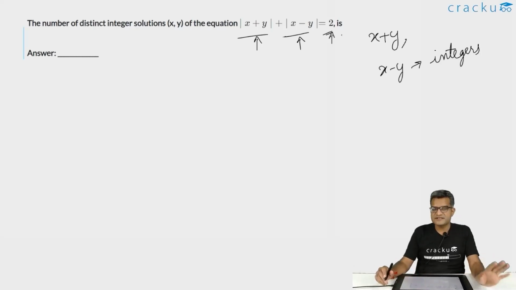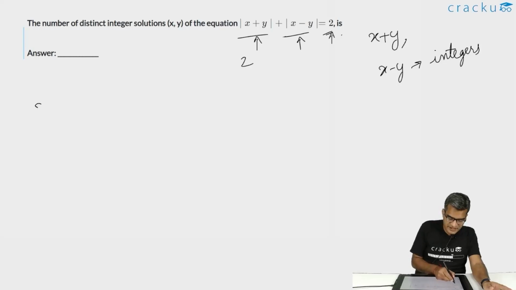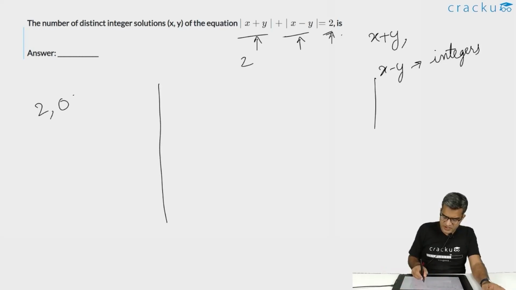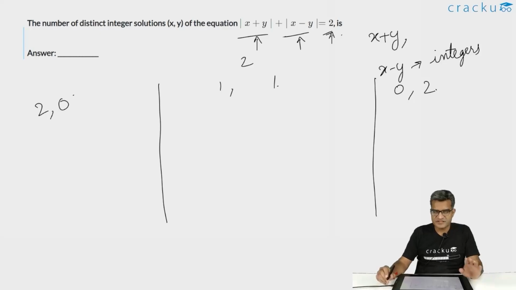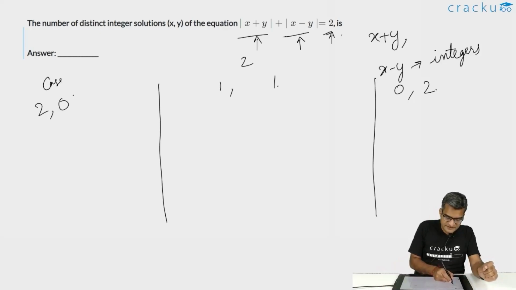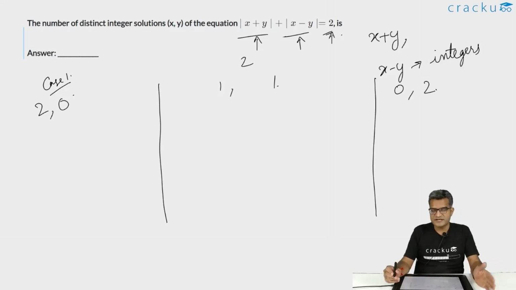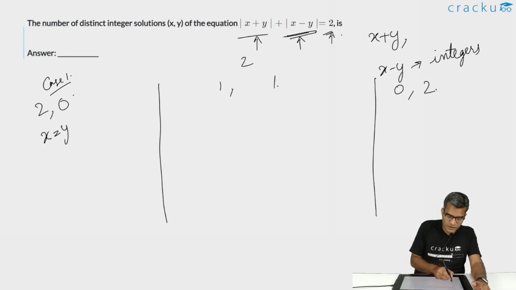The only 3 cases that are possible are either the first modulus is 2 and the second modulus is 0, or the first modulus is 1 and the second modulus is 1, or the first modulus is 0 and the second modulus is 2. These are the only 3 cases that are possible. In the first case, if the first modulus is 2 and the second modulus is 0, we are saying that modulus of x minus y is 0. This would imply that x has to be equal to y.